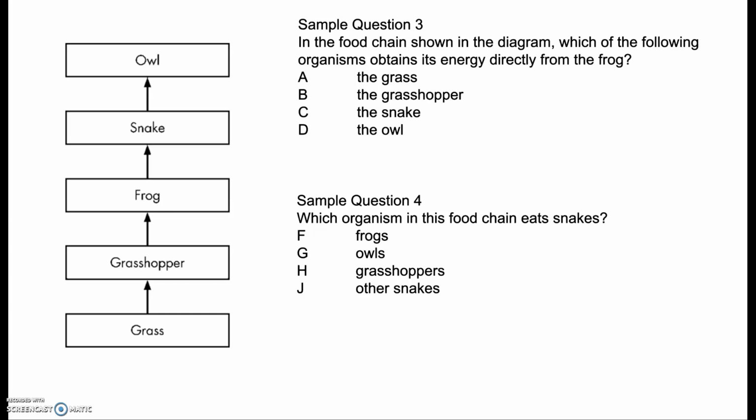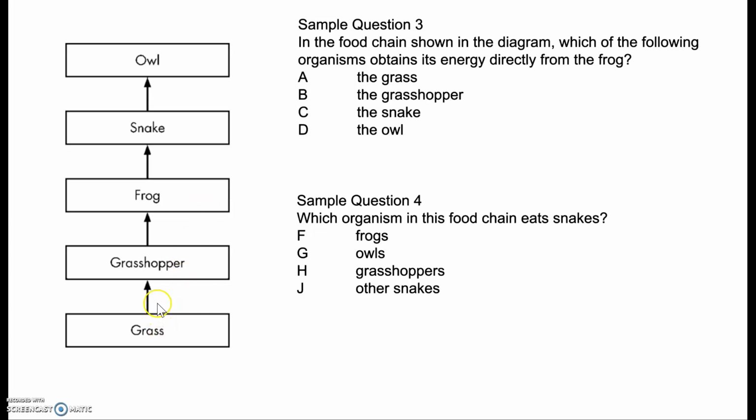Welcome back. What answer did you get? Did you say that grass gets its energy from the frog? I hope not, because we all know that grass gets its energy from the sun. Did you say that the grasshopper gets its energy from the frog? Did you say the snake gets its energy from the frog, or the owl getting its energy from the frog? Well, let's look at the information you may have written in your diagram.